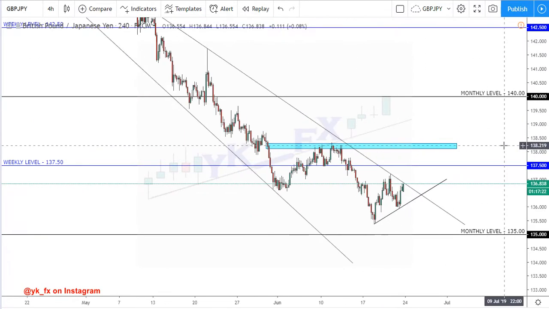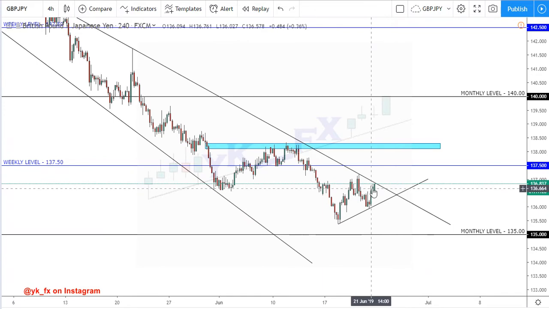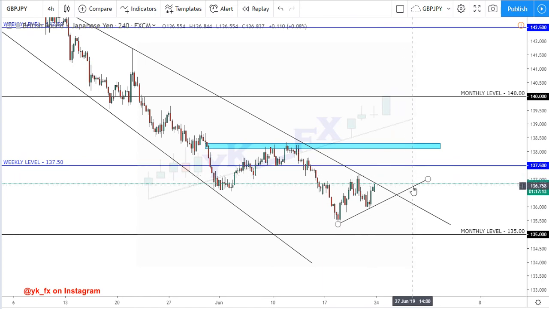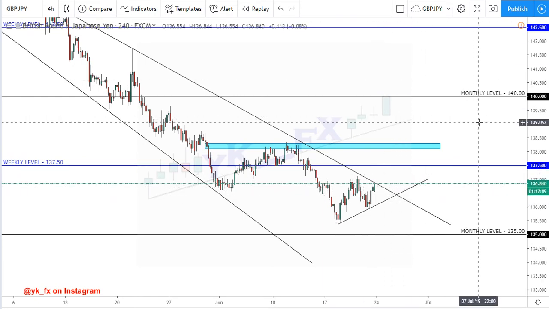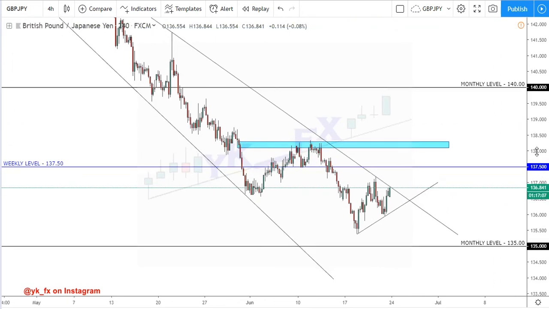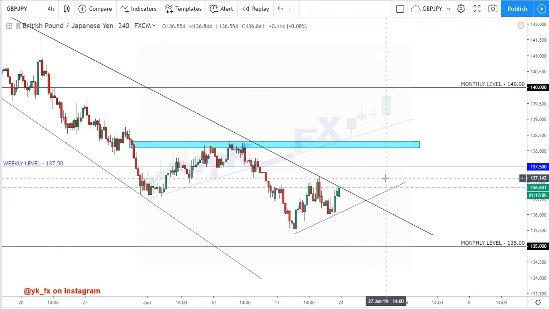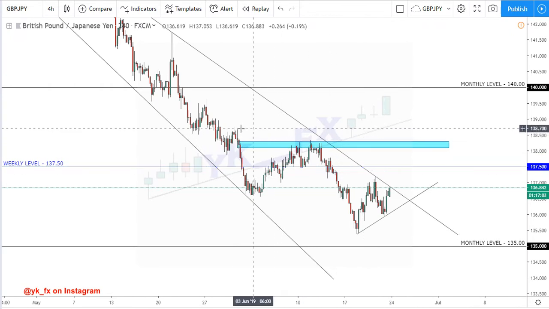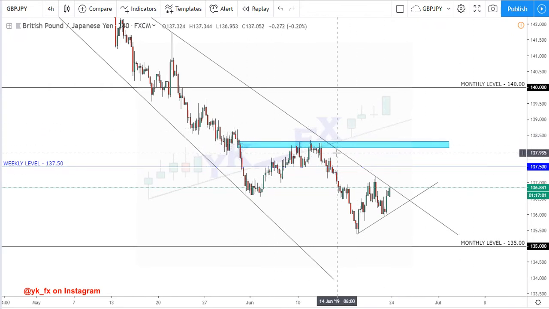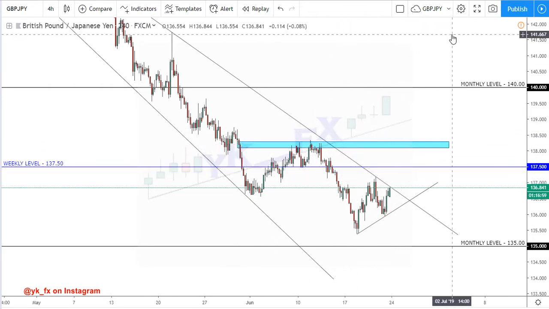Just to recap, if we respect this level and break this counter trend line, I would look for shorts. If we break and retest and touch this trend line again, I would look for long trades. Either one of those would be valid as long as you wait for the conditions to be met. Like I said, be careful of this blue level. If we break above that anytime this week, fantastic, look for long trades.